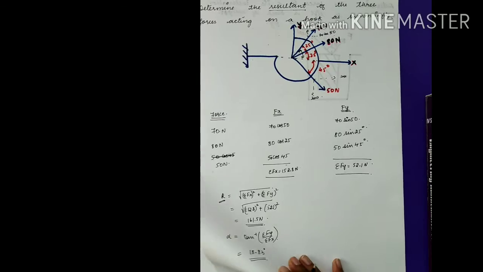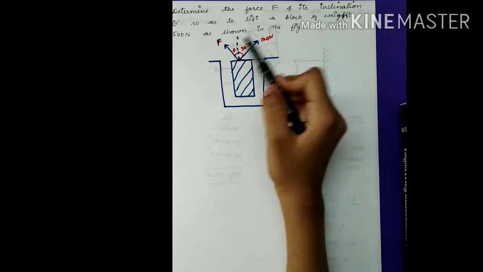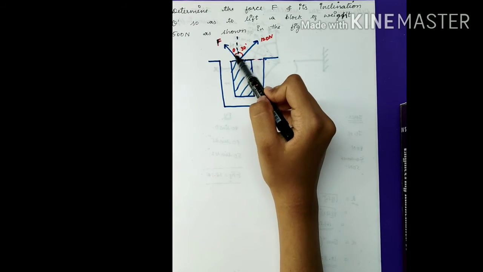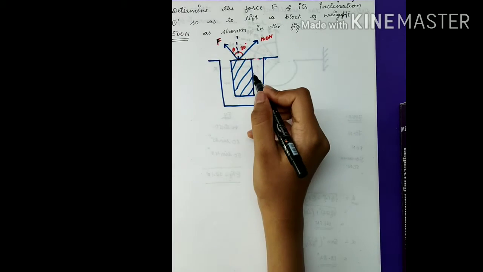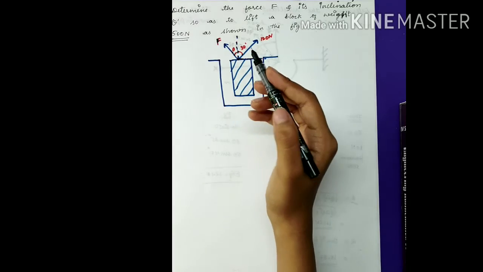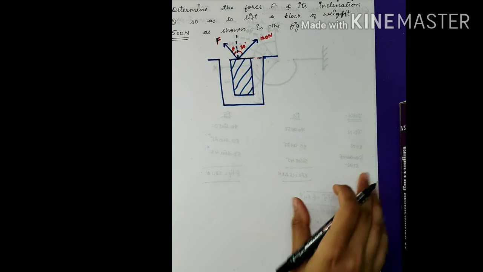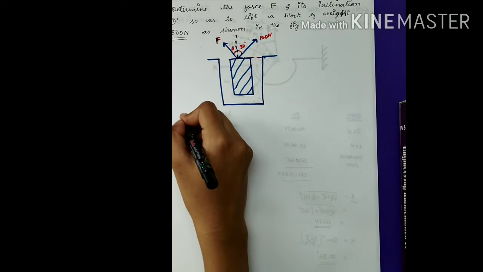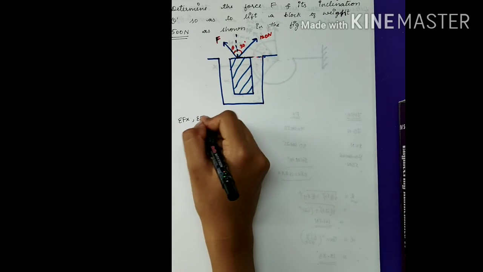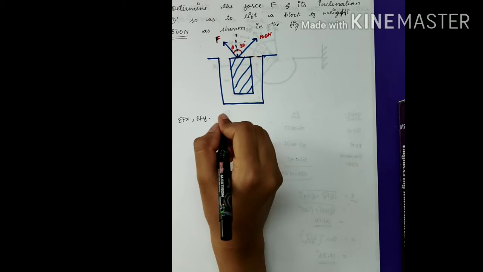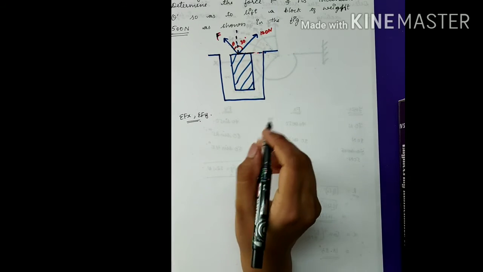Now let us move to another type of problem. We have to determine the force F and its inclination theta, so as to lift a block of weight 500 Newton, as shown in the figure. How you should proceed with this type of problem is that first calculate summation Fx and summation Fy, then we'll get two equations. After solving those equations we'll get the force F. So now let us solve this.